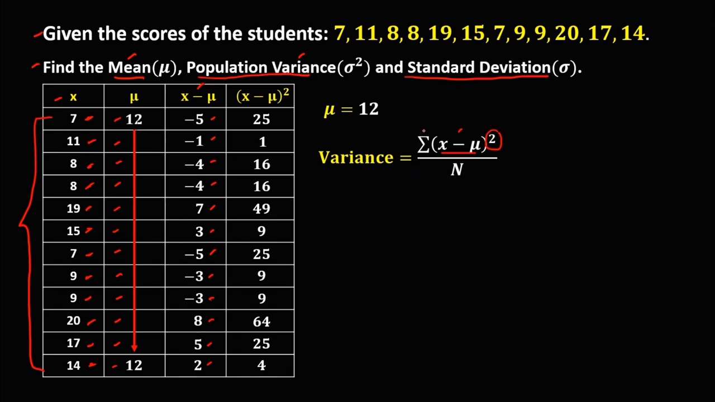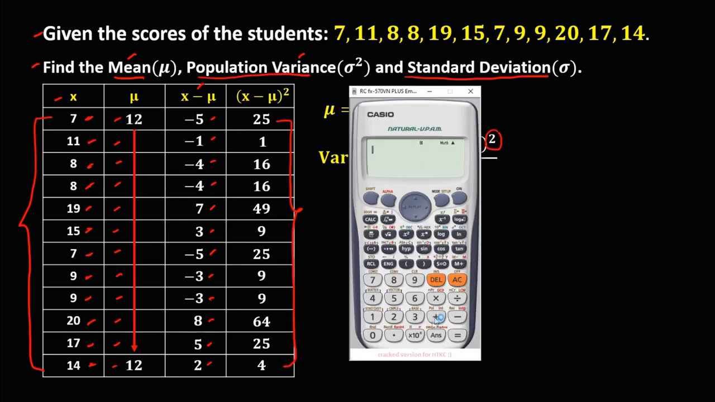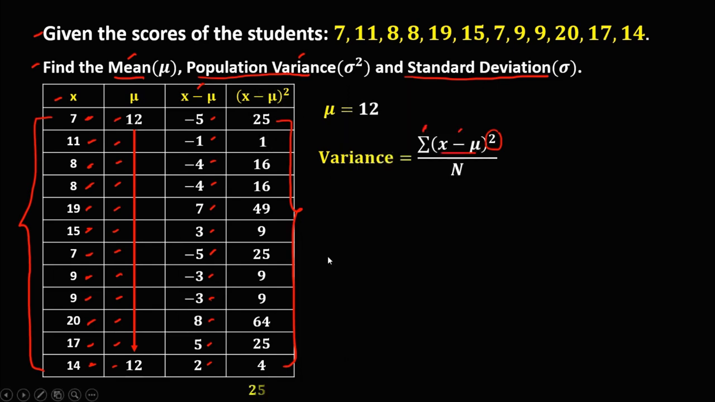Then since we have this summation, we need to add all these numbers. So we have 25 plus 1 plus 16 plus 16 plus 49 plus 9 plus 25 plus 9 plus 9 plus 64 plus 25, then plus 4 equals. So this is now the sum for this column, that's 252.